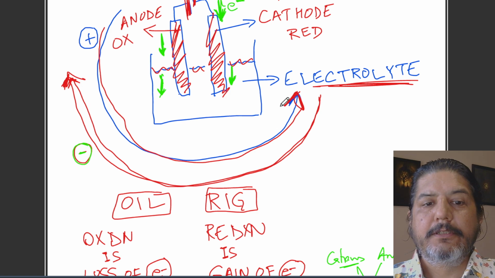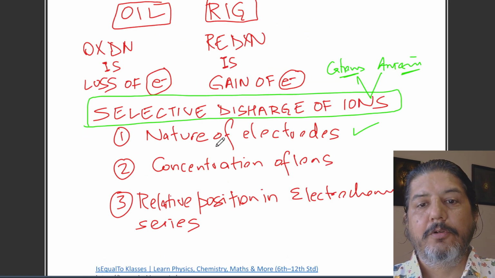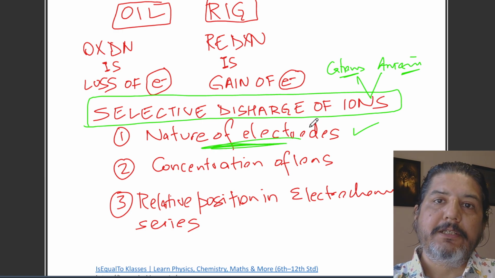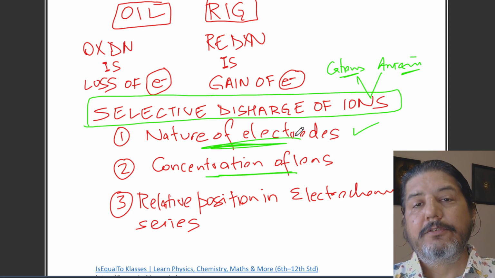So the first condition is that there is a selective discharge of ions. It depends upon, first, the nature of electrodes that you are dealing with. The second very important thing is the concentration of ions.